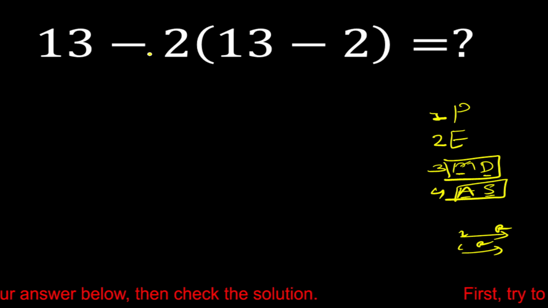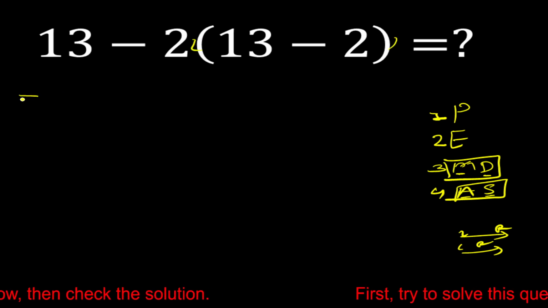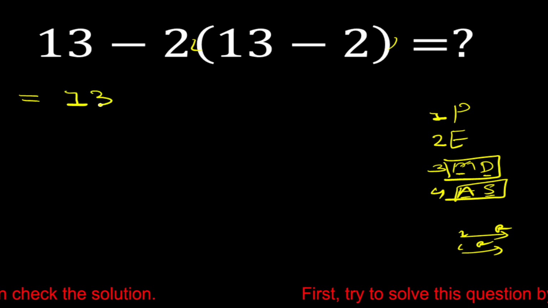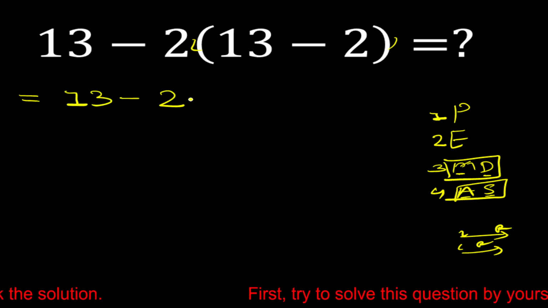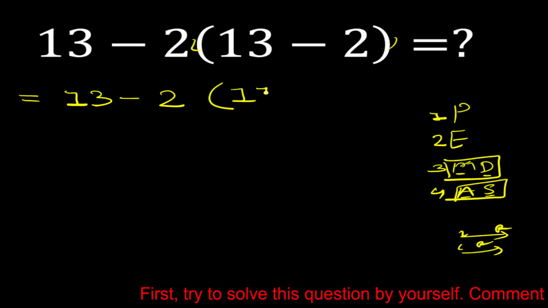So in this problem, here is a parenthesis. So the first priority is parenthesis. So it is equal to 13 minus 2. Now solve this parenthesis. 13 minus 2 is equal to 11.